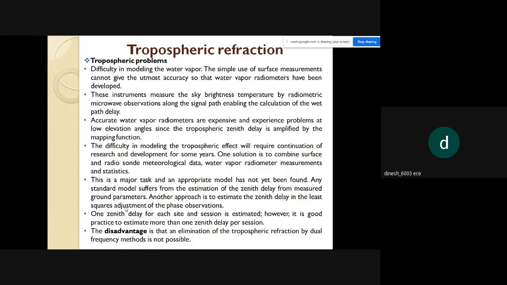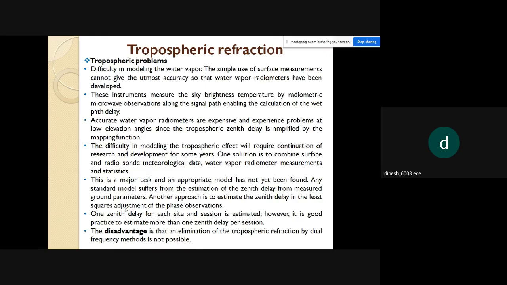Till date, we are using zenith delay estimation, where the phase observations are slightly adjusted. In practice, one zenith delay for each site and each session is estimated. However, it is good to have more than one zenith delay per session. That is the advice for determining tropospheric refraction or minimizing tropospheric effects.